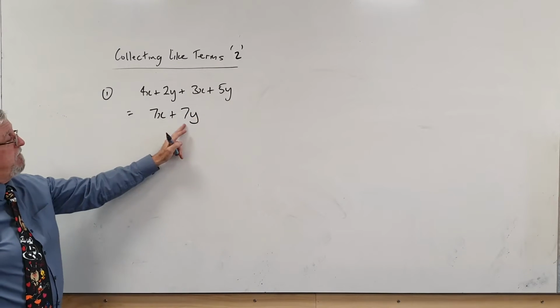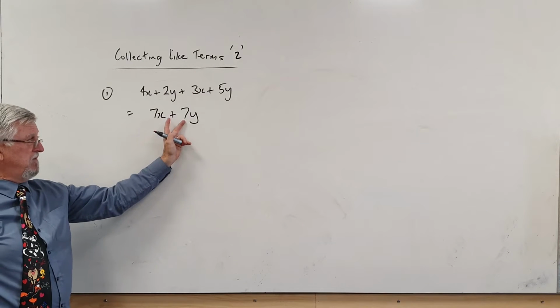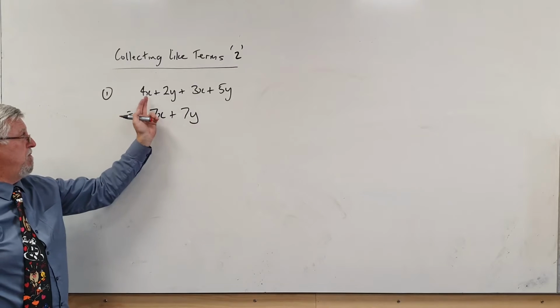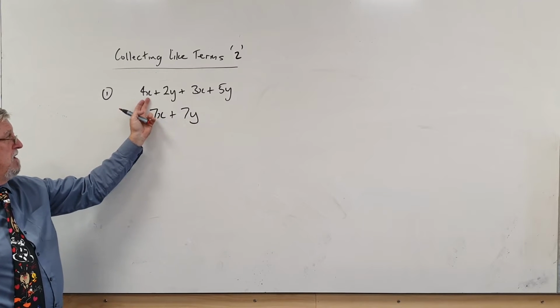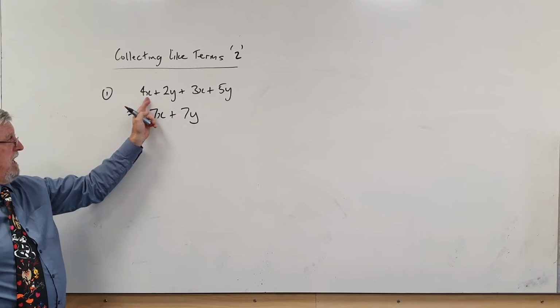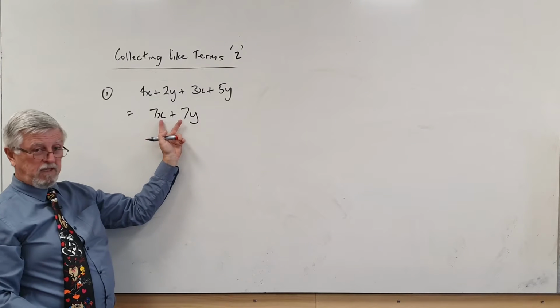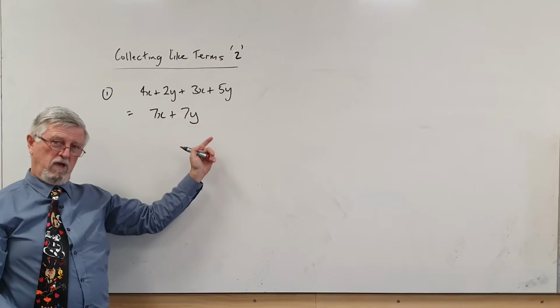Now I can't go further and make 7 plus 7 is 14 because these are different. Now in a real life situation we might find out that x was say 3 and y was 2. So you can't add these back together because we don't know what x and y are, so it stays like that.